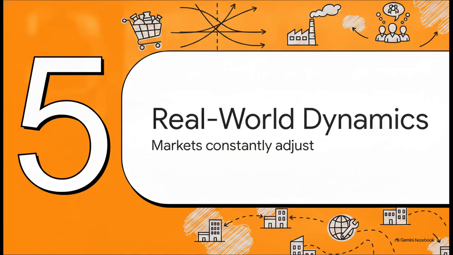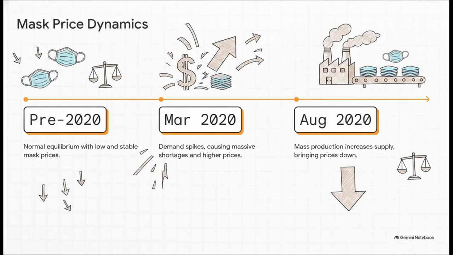Which leads us to our final part, Section 5, Real-World Price Dynamics. Let's actually take all these textbook rules and apply them to messy, dynamic, real-world events. The story of COVID-19 masks is just a perfect illustration of how equilibrium isn't some permanently fixed thing. It's constantly adjusting to world events. Think back to pre-2020, right? We had a totally normal mask equilibrium. Prices were low, perfectly stable. But then March 2020 hit.